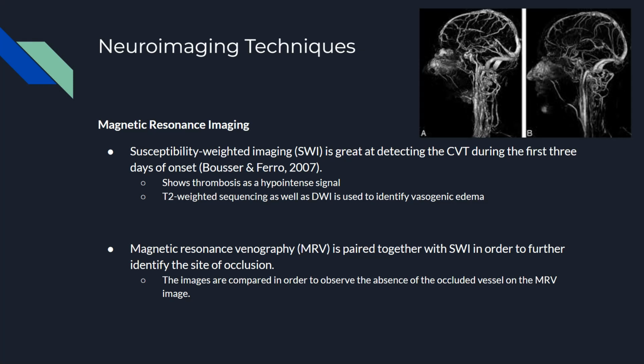They'll take the SWI here and pair it with magnetic resonance venography, so MRV, where an intravenous dye is introduced into the patient. The physicians will take these two images and pair them side by side, and they can accurately identify where there's actually a venous occlusion.